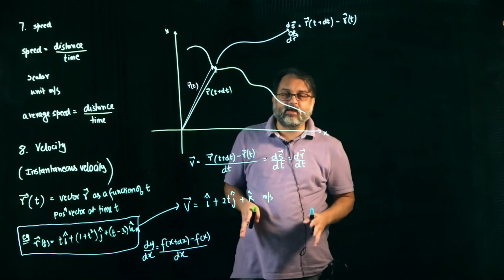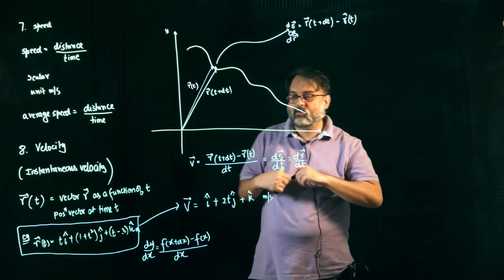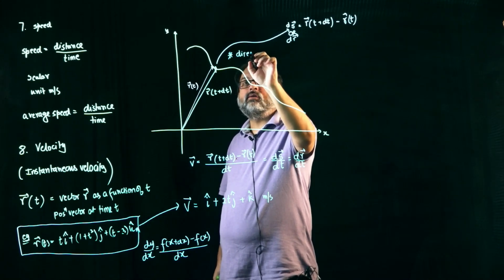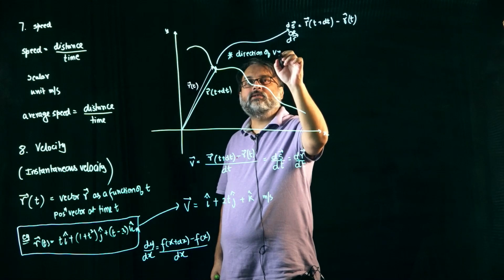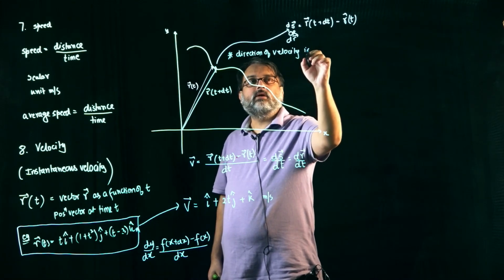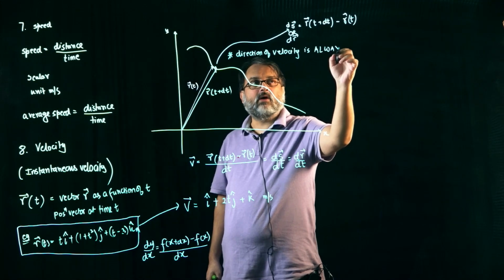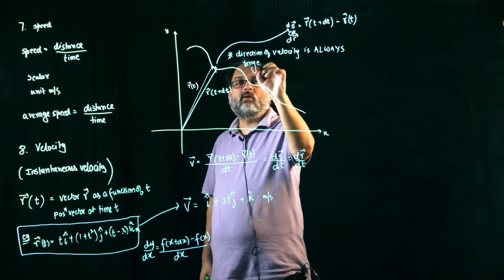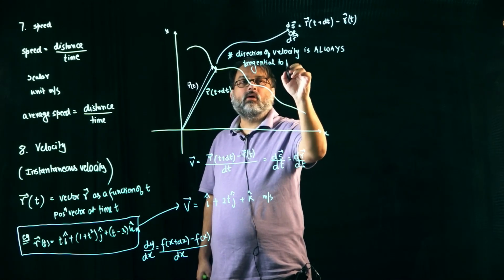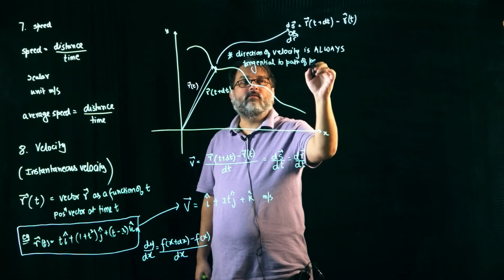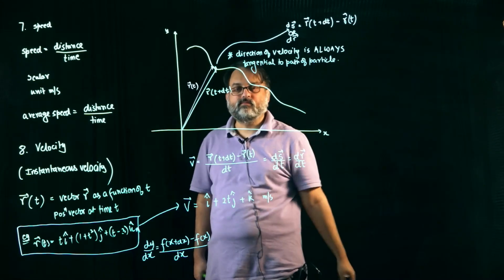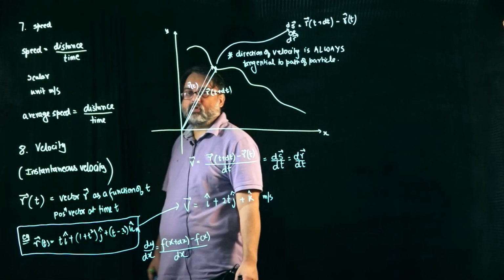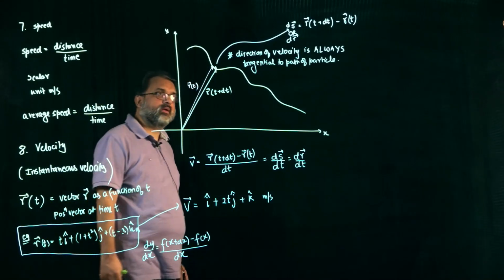So the physical thing that you must know about velocity is that the direction of velocity is always, okay, without any exceptions, tangential to the path of the particle. Okay, direction of velocity is always tangential to the path of the particle.